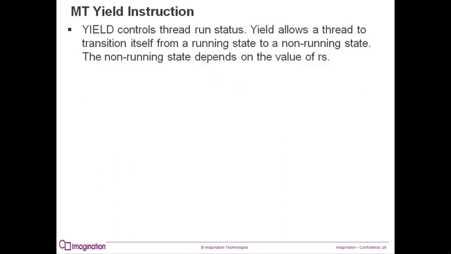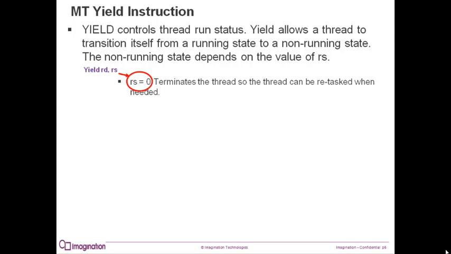A yield instruction allows a thread to control its execution. It can terminate itself, check for events to process, or wait for events to happen. When a TC issues a yield with RS as GPR 0, it will terminate itself. This could result in a thread underflow exception.